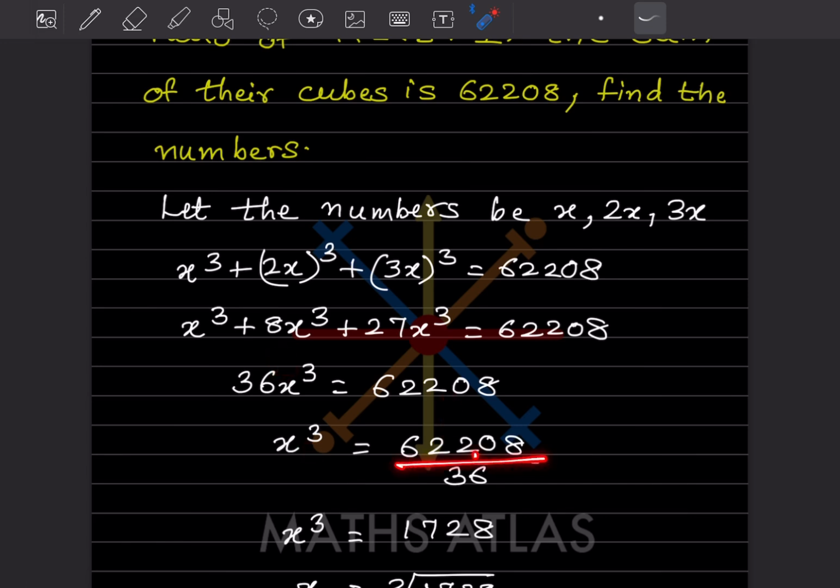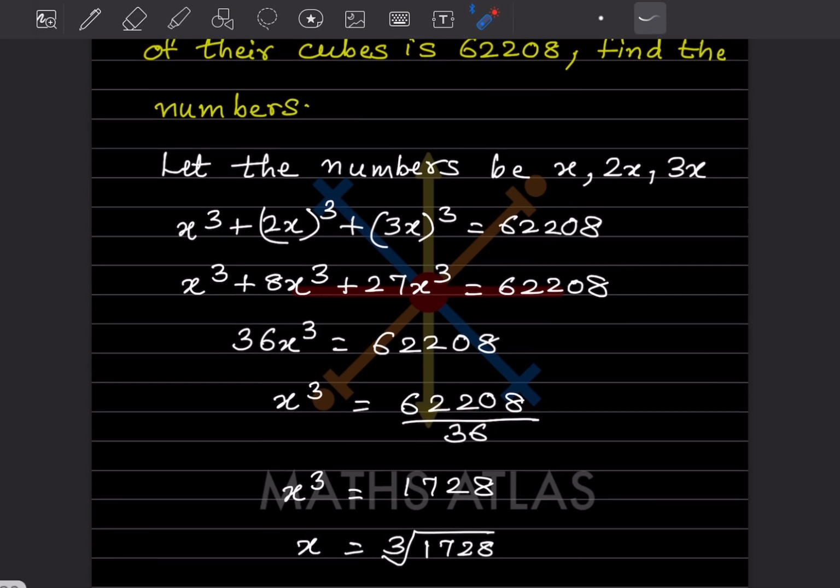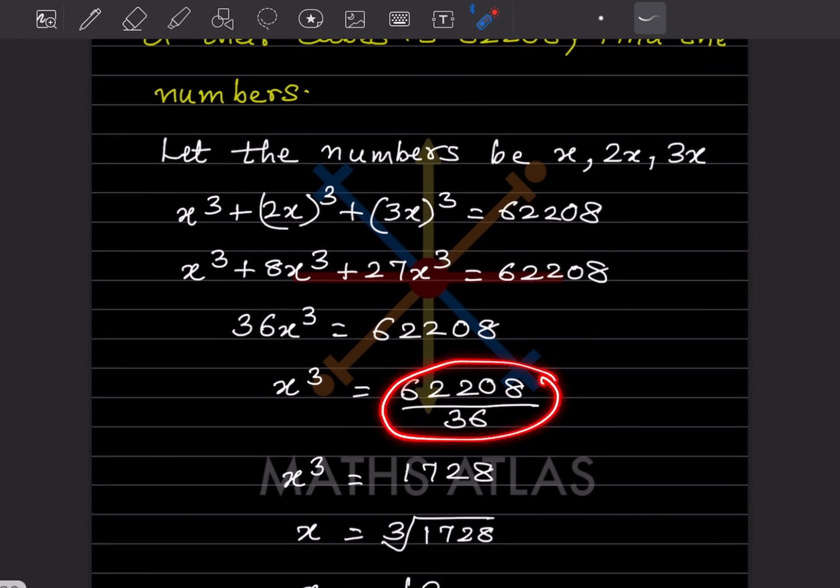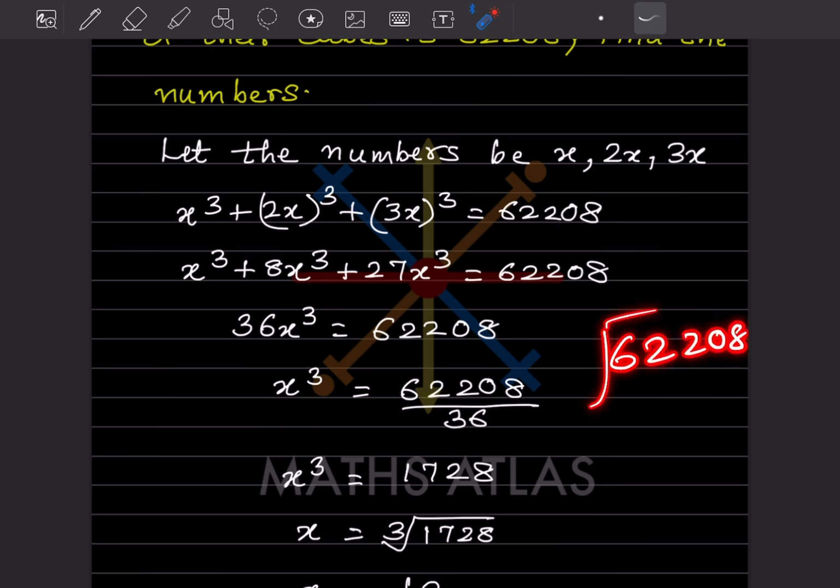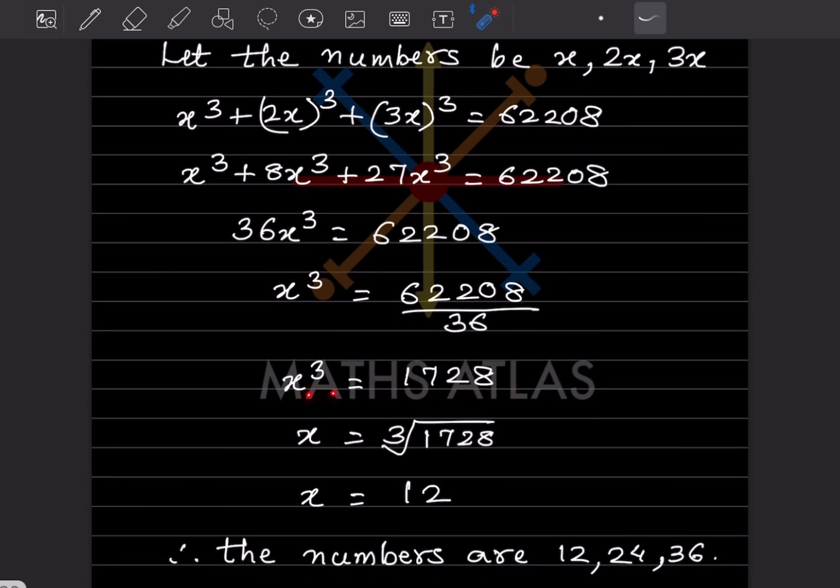So this goes in the denominator, but it changes the side. So when you divide, you can use this method. You can just divide because it's a big number. So you get 1728. Now this is for x cube, so x will be cube root of 1728.